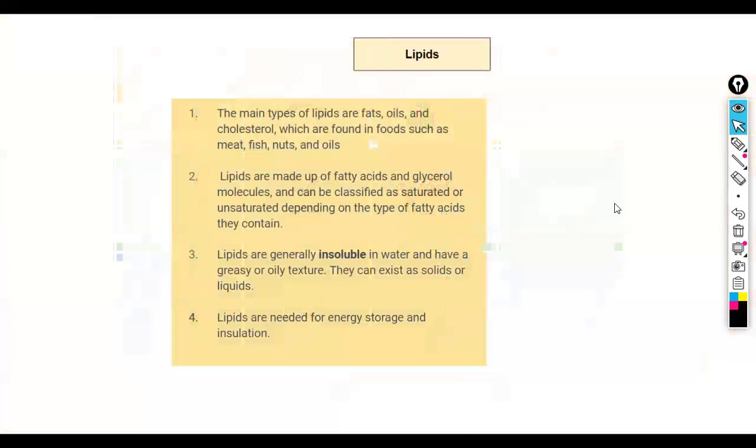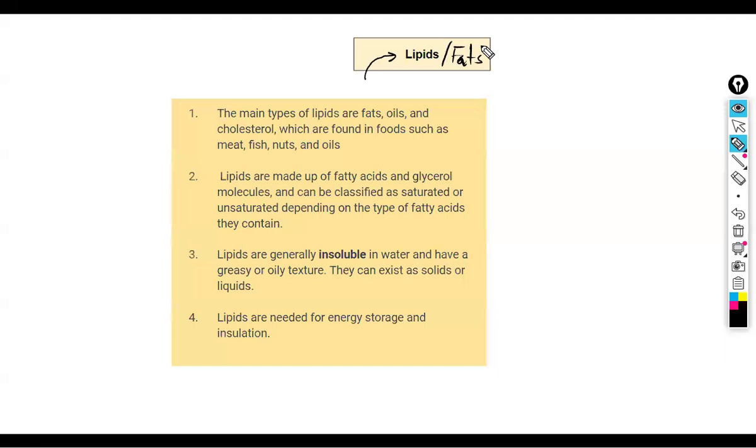Next on the list is lipids, right? So lipids, as you all know, are also called fats, okay? So the main types of lipids are fats, oils, and cholesterol, right? So lipids is a kind of general category for fatty foods, right? But it's a little bit more. When you say lipids, you're not only talking about fats, but oils and cholesterol.